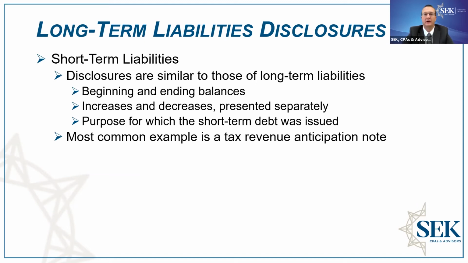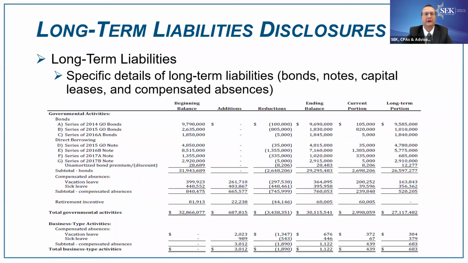I included it here in case any governmental entities, haven't seen these too often in the past several years, but could be more common here in the current year is what's known as a tax revenue anticipation note. And there's just requirements related to that to show the beginning and ending balances and additional details for any short-term liabilities that were issued and paid back during the year.